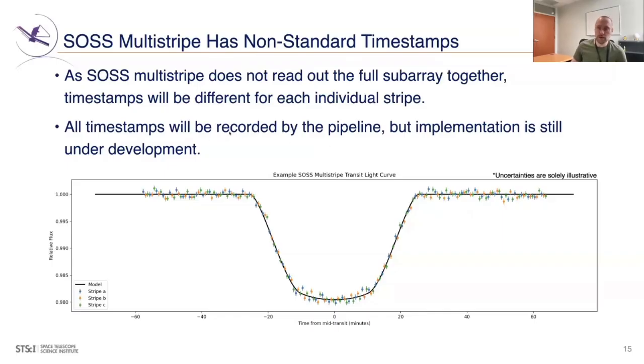These will be recorded by the pipeline and included in the uncal files, but we're still developing the actual mechanisms behind that. So the idea right now is that hopefully we can keep these raw timestamps all the way through the later data products, but there might be some small collapsing necessary just to get the pipeline working and white light curves extracted. But it's just important to keep in mind when you're fitting light curves and comparing light curves.